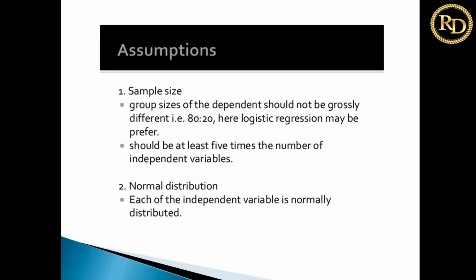Now there is an assumption regarding the sample size. We know that the sample size for all groups should be homogeneous. Otherwise, we will go for logistic regression. So the group sizes of the independent should not be grossly different, that is, 80-20. Here, logistic regression may be preferred.